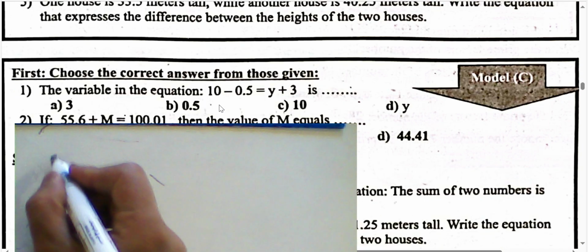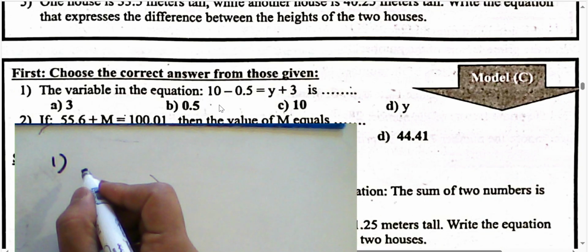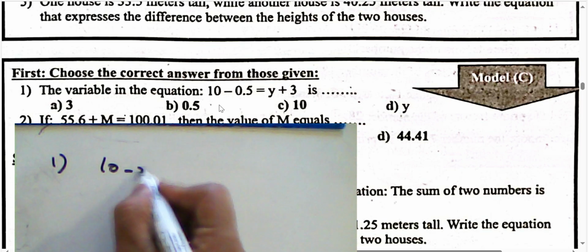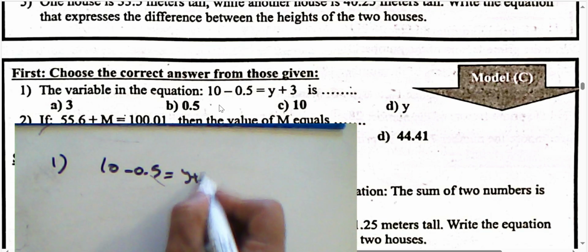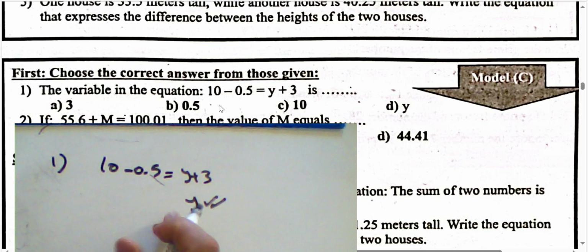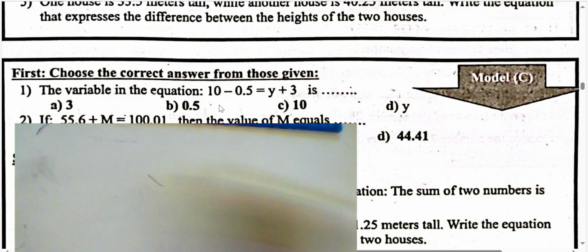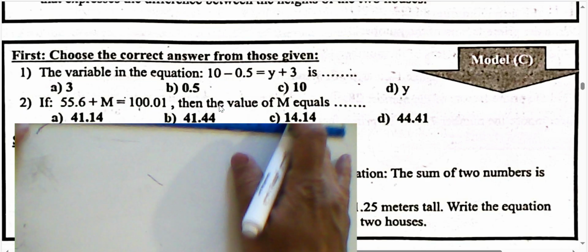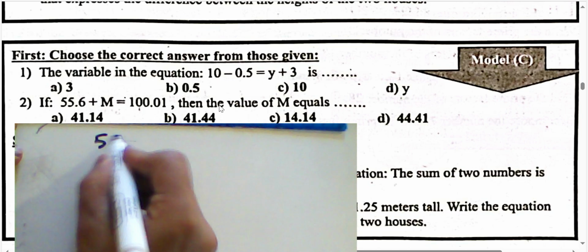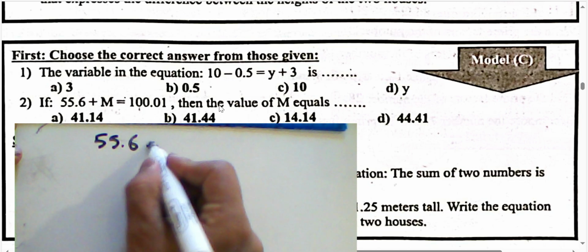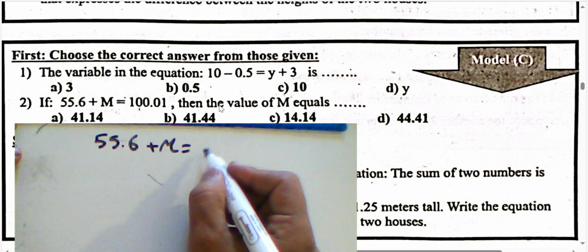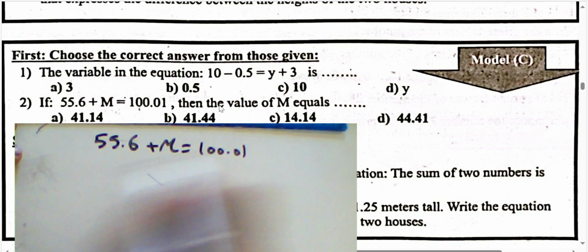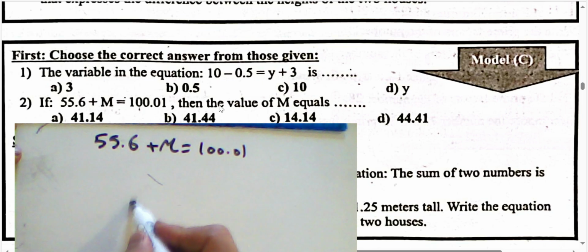Number 1. The variable in the equation 10 subtract 0.5 equal y plus 3y. The answer here will be y. Choose letter D. Number 2. 55.6 plus m equal 100 and 1 hundredth. Then what is the value of m?